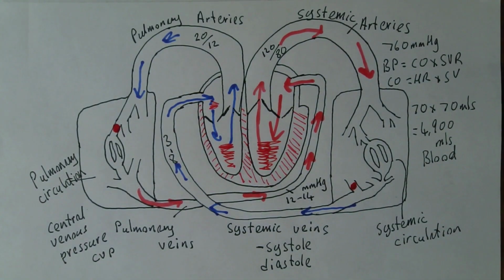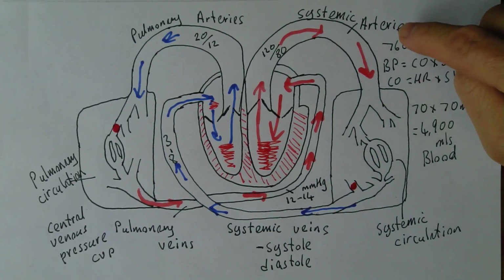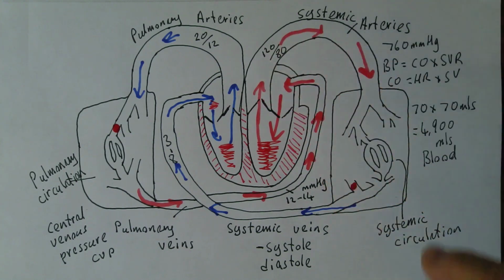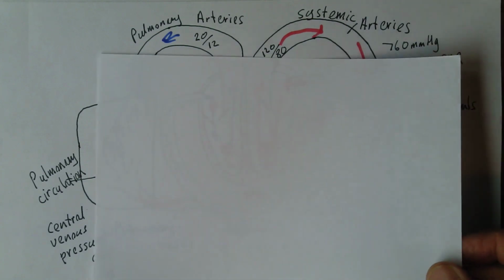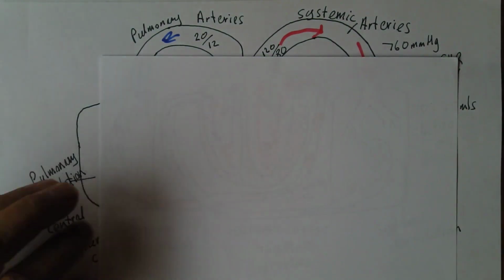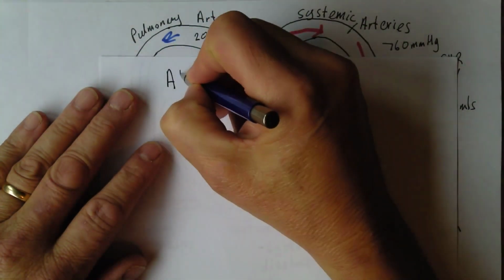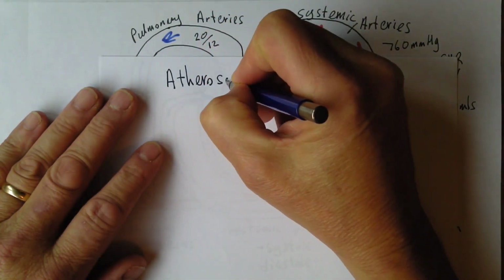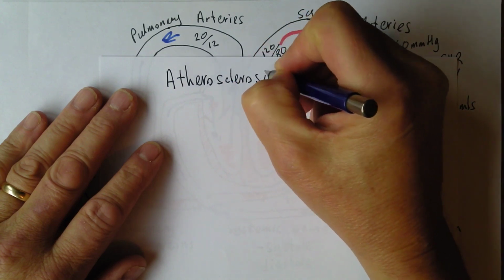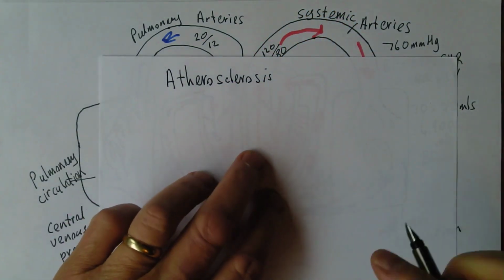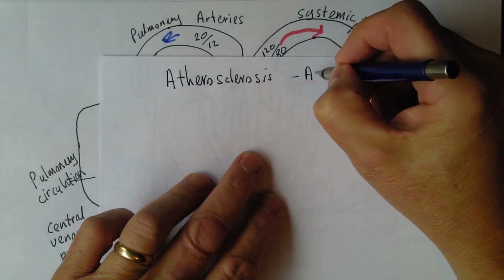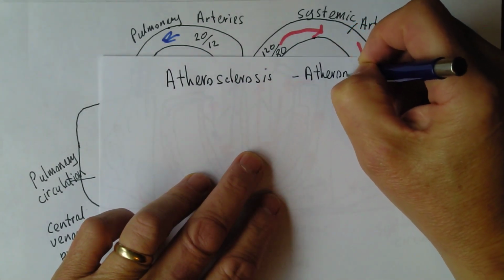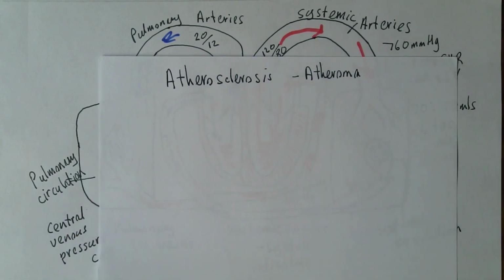So we want to carry on our review of cardiovascular diseases now by considering another problem of the systemic arteries. So we've considered hypertension as a condition affecting the systemic arteries. Another common condition affecting the systemic arteries is atherosclerosis. Now in atherosclerosis there's the accumulation of atheroma inside blood vessels.